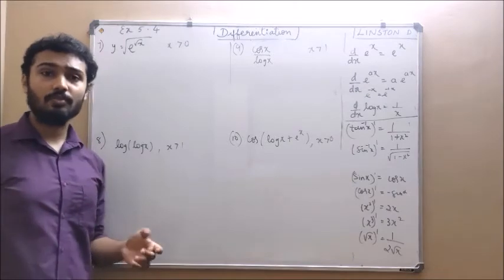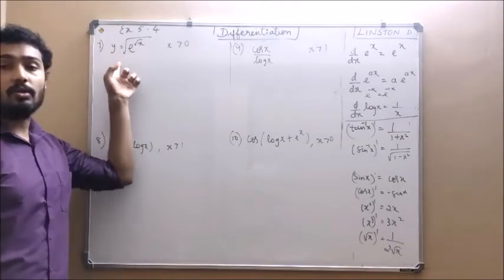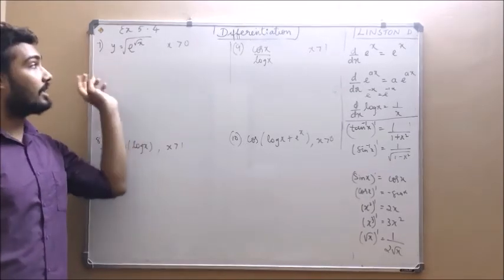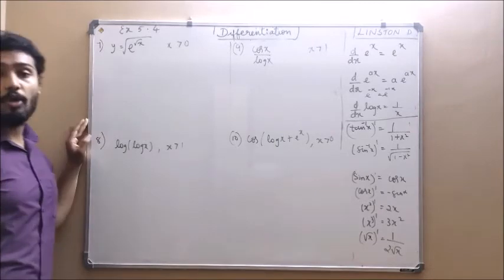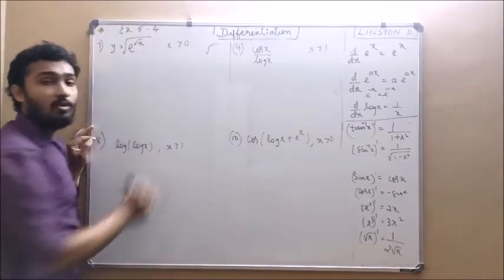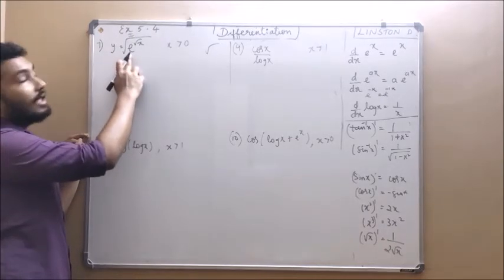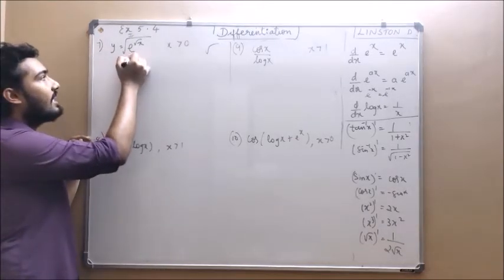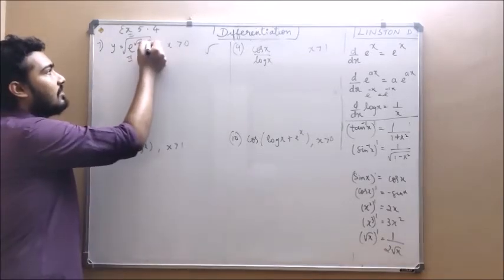Here we will continue. Exercise 5.4, 7th question. Y equal to e root of e power root x, where x is greater than 0. Now how to solve this? Here there are how many functions? There is a root function. This is the first function. Then inside there is the exponential function. This is the second function. Then again there is root x. This is the third function.